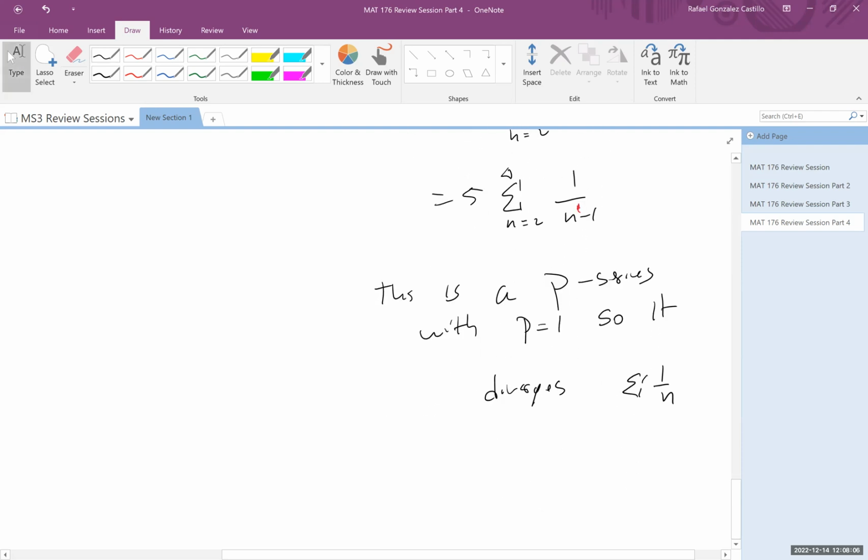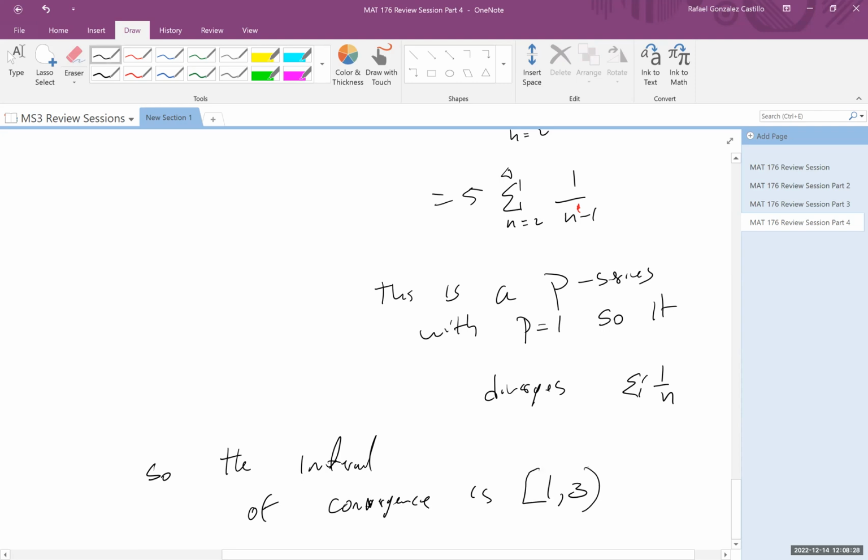So therefore, just to answer the question for the interval of convergence, the interval of convergence is 1 to 3, where the 1 is included and not the 3.